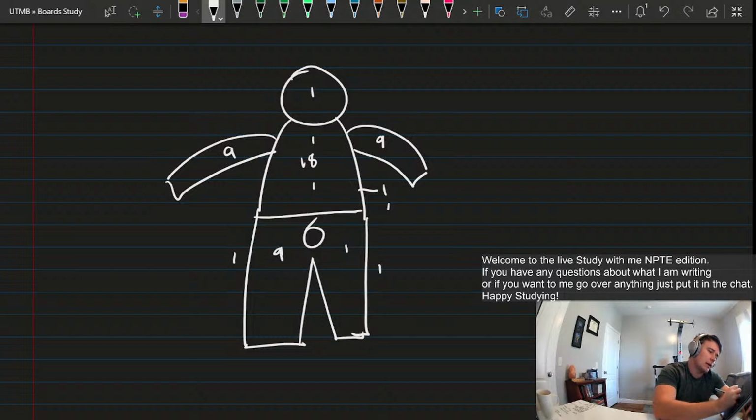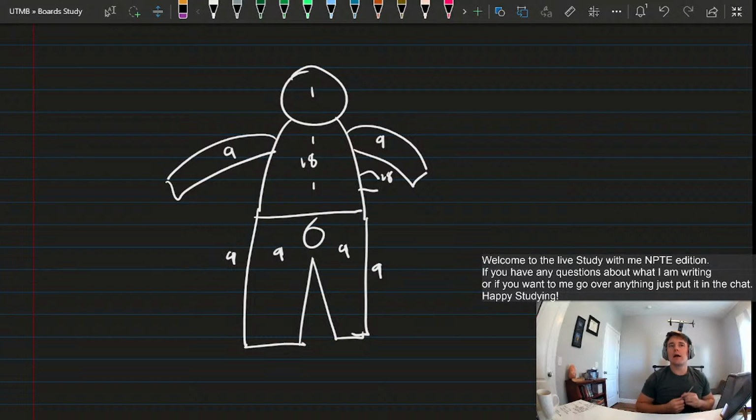The front side of the leg is 9. The back side of the leg is 9. And then the back is 18 also. So if they ask you something about like the left arm is burned and the torso is burned, you know it's 18 and 9, which is 27.